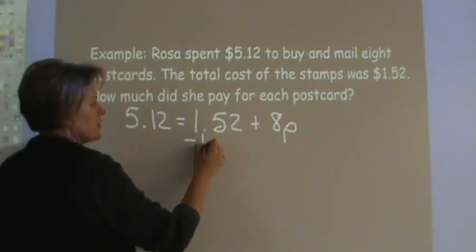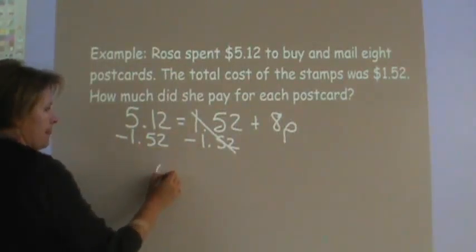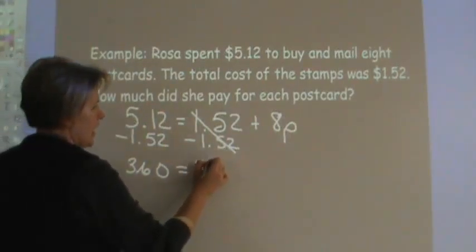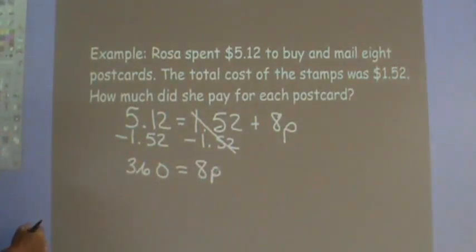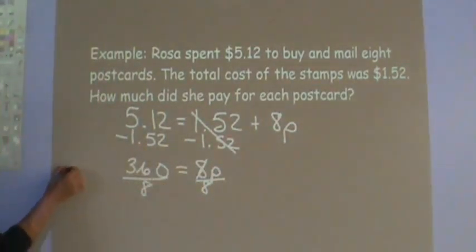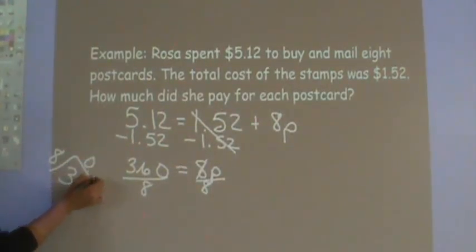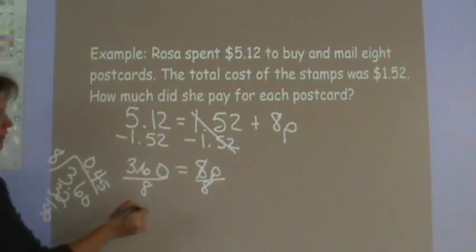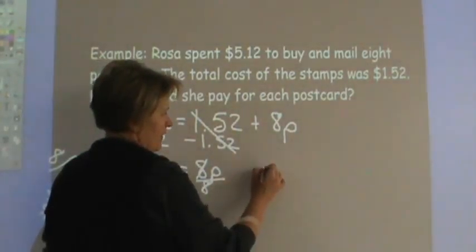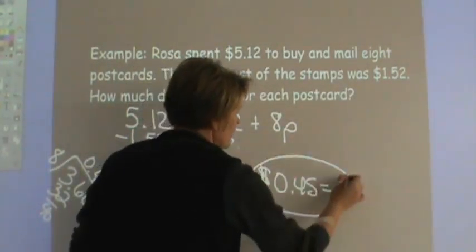Okay? So what we'll do is we'll subtract the $1.52 that we know she spent on stamps. Okay? So we know then that it's $3.60 that she spent on the 8 postcards. So if I divide by 8, that should tell me how much she paid for each postcard. So if I divide, 8 goes into 36 4 times with 4 left over. So it looks like she spent 45 cents for each postcard.